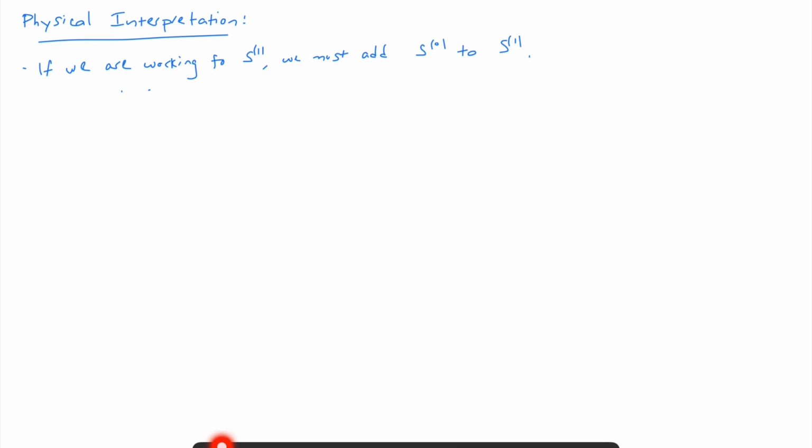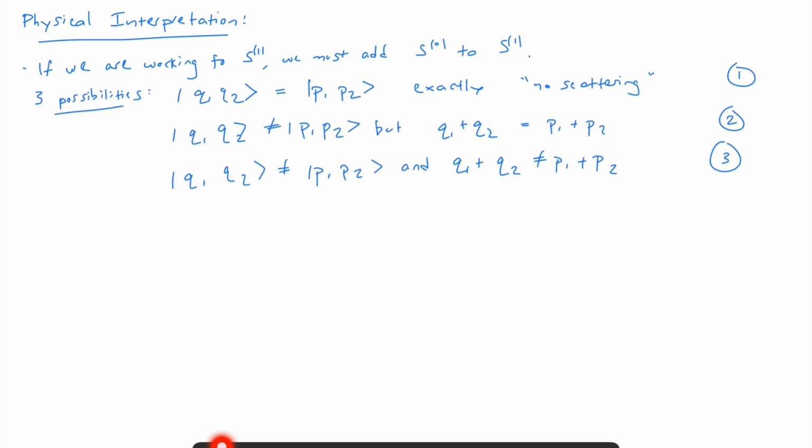So the physical interpretation: remember we just calculated only the S1 term. We still have to add the S0 term, because if we're working to first order, we do the zeroth order plus the first order, not just the first order term. I can present this thing in different ways, but this is maybe a logical way to do it. Just think of 3 different possibilities. I have exactly Q1, Q2 equals P1, P2, i.e. there's no scattering. My output is exactly the same as my input.